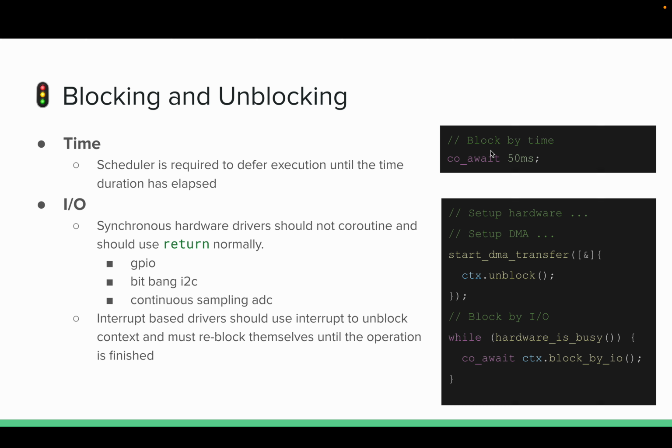When you're writing a coroutine, there's only one blocking state that does not require you to poll it, and that is block by time. So anytime you write co_await 50 milliseconds, the scheduler is required to defer execution of your coroutine until that duration of time has elapsed. It has to wait until that time. Now, it can wait a lot longer. It could actually potentially never reschedule you. That's kind of degenerate behavior, but it could never reschedule you.